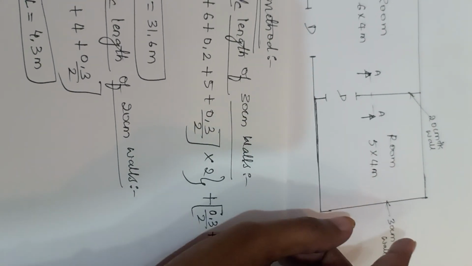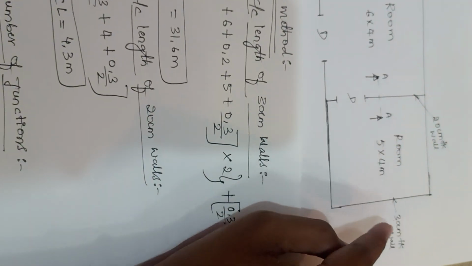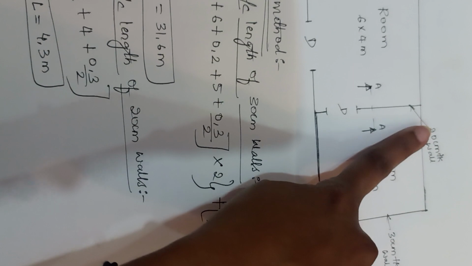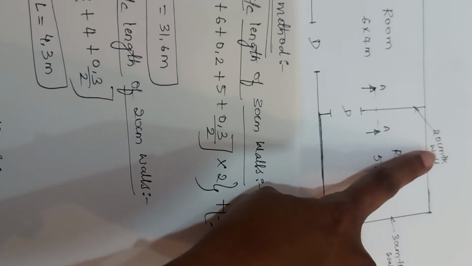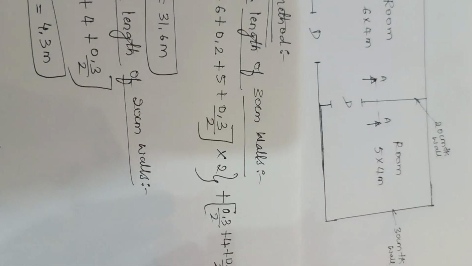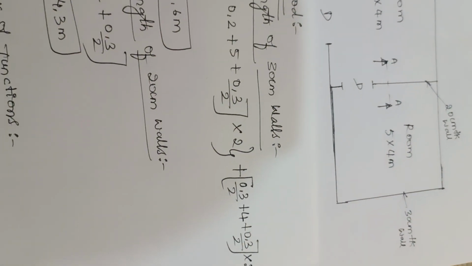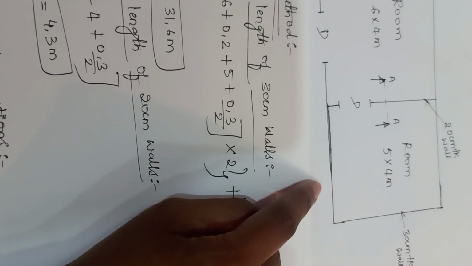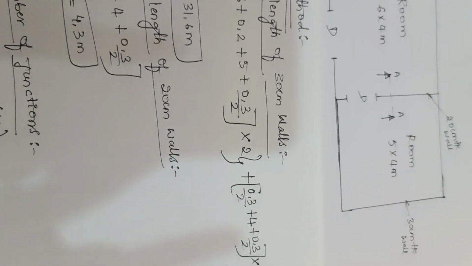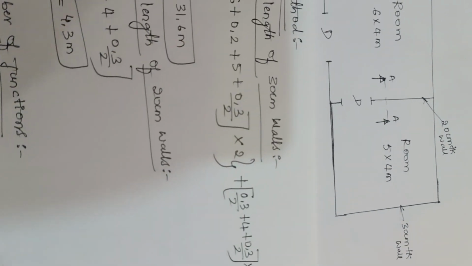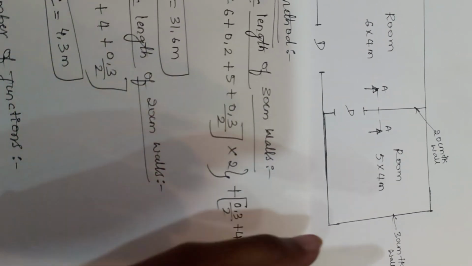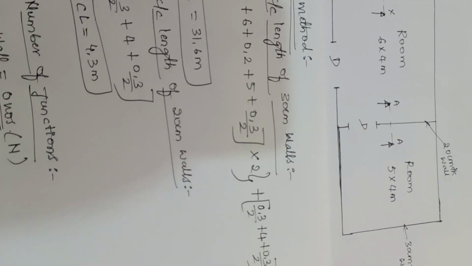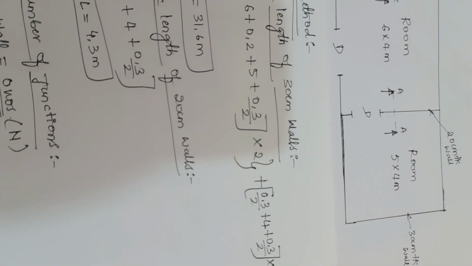Two chances here. Those two chances are either your 30 centimeter wall is coinciding with the 20 centimeter wall. That is the first chance. The next chance is your 30 centimeter wall itself coinciding with the 30 centimeter wall. So you have to look at two chances: one is 30 coinciding with 30 and the other is 30 coinciding with the 20 centimeter wall. Now let us go with the first chance, that is 30 with 30.